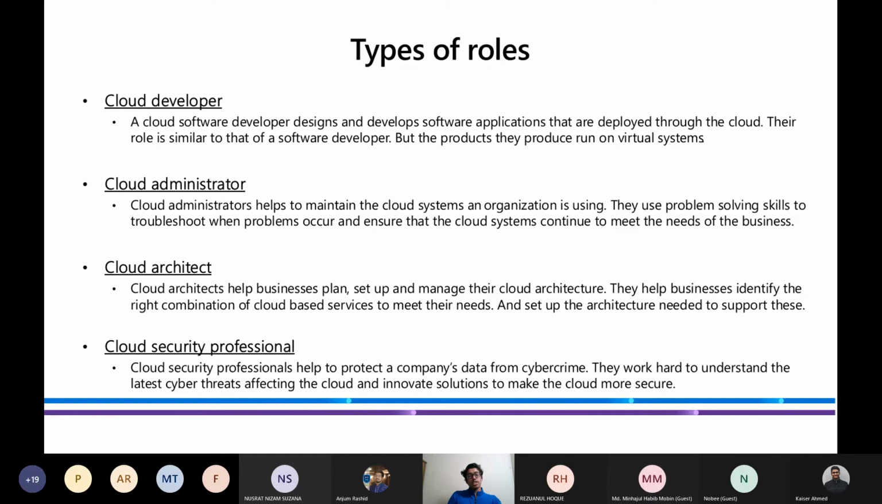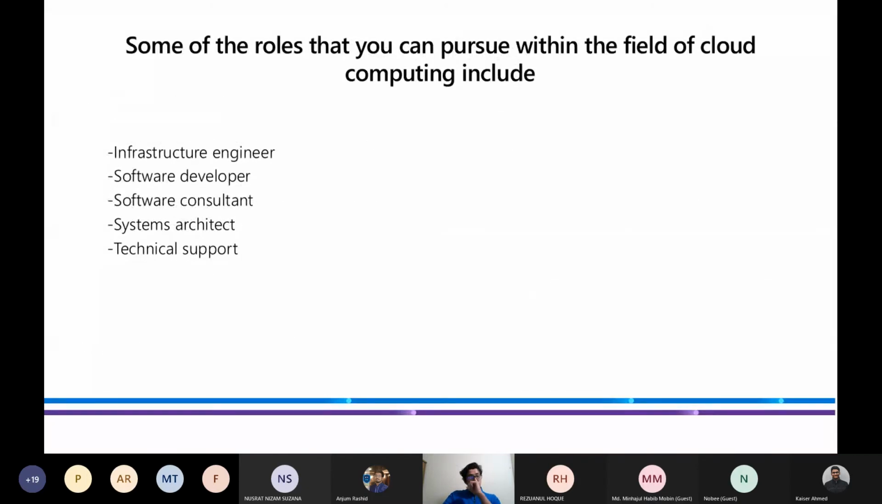So we can move on to some roles that we can pursue within the field of cloud computing. Some roles include the infrastructure engineer. You have already learned, Kaiser has explained it quite nicely, that there are three basic types of services: infrastructure as a service, platform as a service, and software as a service. When you are deploying infrastructure as a service, you are using storage and servers for deploying the infrastructure. Some firms who require this, the infrastructure engineers are there to help them with that part.